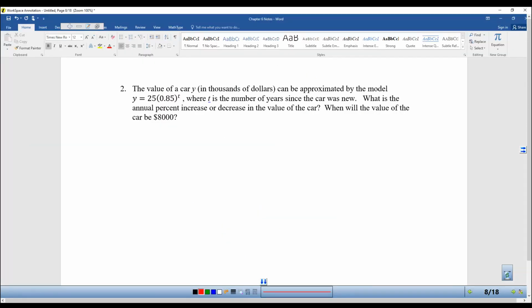Let's do another one. The value of a car in thousands of dollars can be approximated by the model given here. T is the number of years since the car was new. What is the annual percent increase or decrease in the value of the car? So remember that the function is supposed to be written as a times 1 plus or minus r to the t. So since this is a 0.85, it must have been 1 minus 0.15. That's how you'd have gotten 0.85.